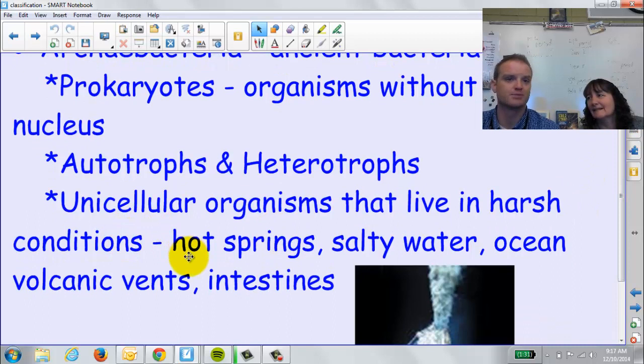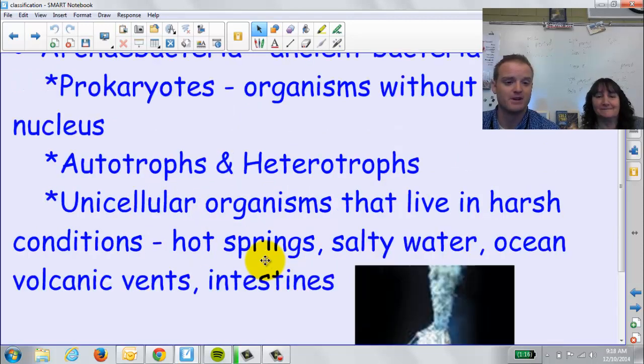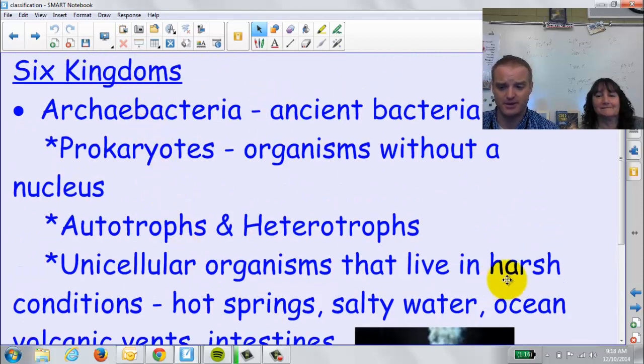We find them in hot springs, think of Yellowstone National Park. There's one called Morning Glory, and it's reds and blues and greens. Depending on how hot the water is, that determines the color of the bacteria living in there. They can live in very salty water, and in ocean volcanic vents, deep down miles in the ocean, where there are all kinds of chemicals coming out, basically sulfuric acid, and they live off of that. Even deep down in your intestines there are harsh environments. So that's the first kingdom, the Archaebacteria.